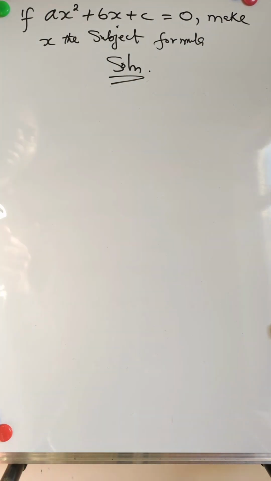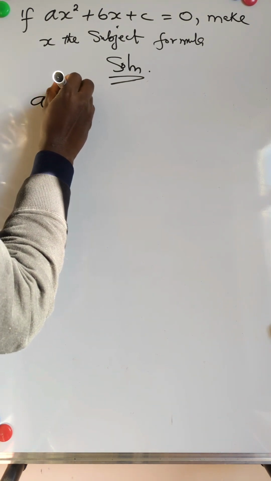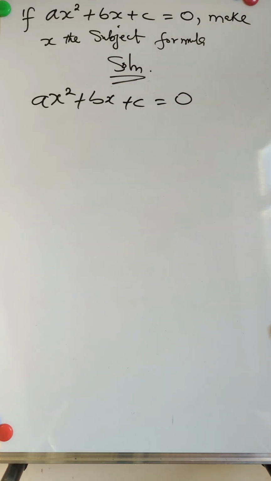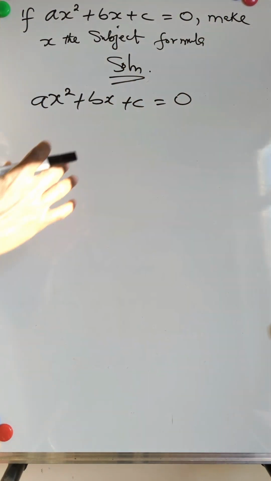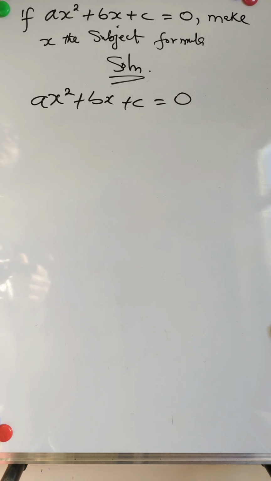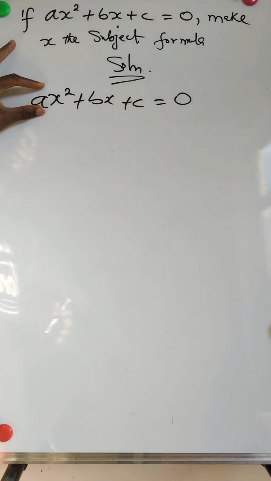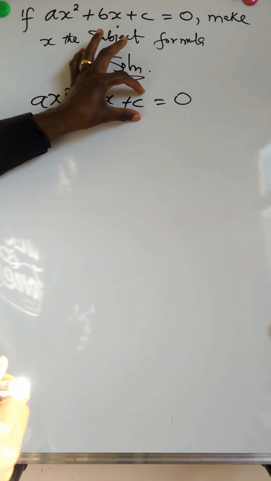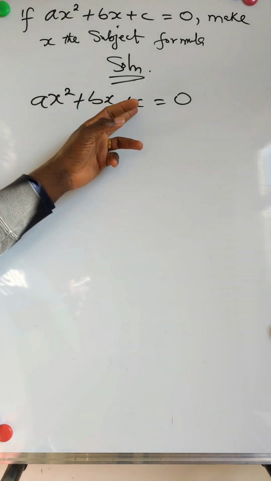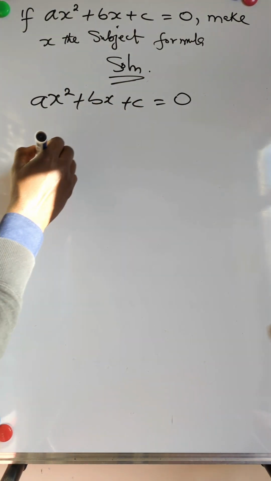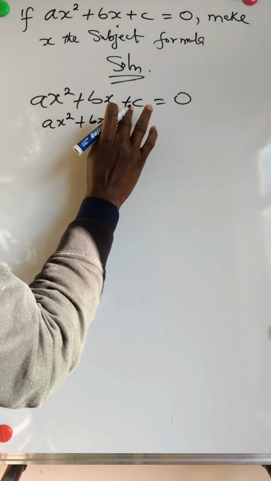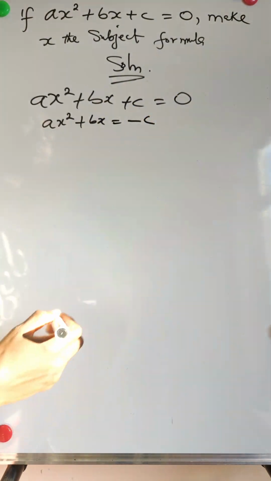We'll write down the expression ax squared plus bx plus c is equal to 0. Now the first step is take the constant to the other side of the equation. Now this is the left hand of the equation, this is the right hand. Now this a here is referred to as the coefficient of x squared. b is referred to as the coefficient of x and c is the constant. So the first step is take the constant to the right hand side of the equation. So we'll have ax squared plus bx is equal to, plus c comes this way, becomes minus c.